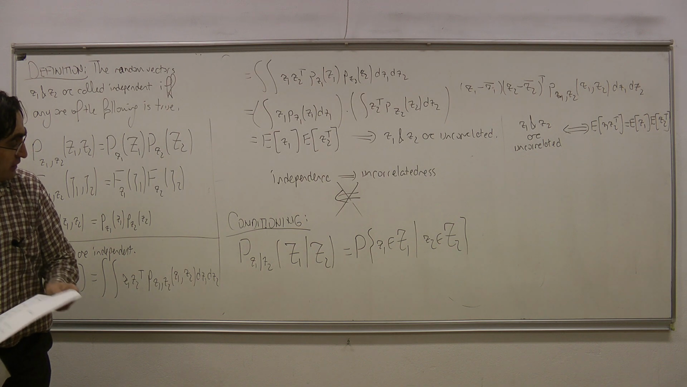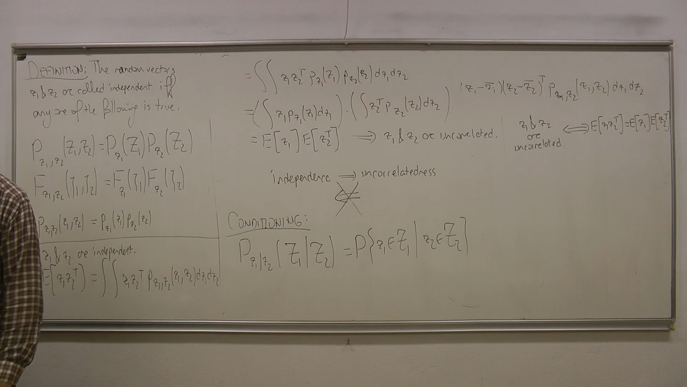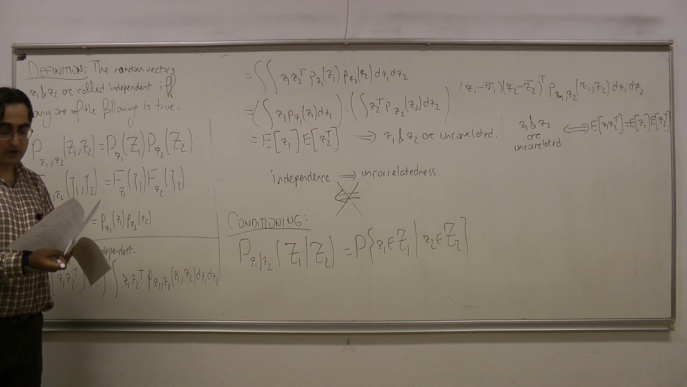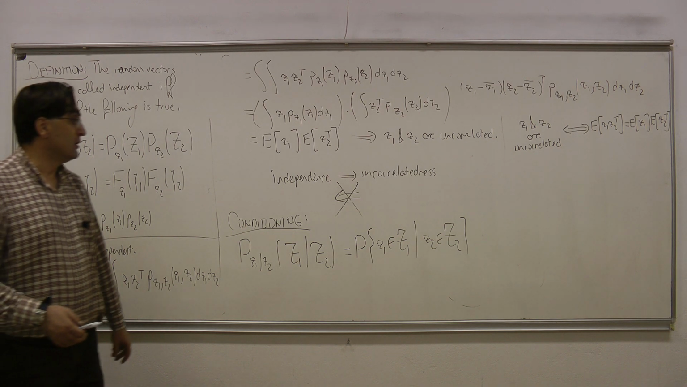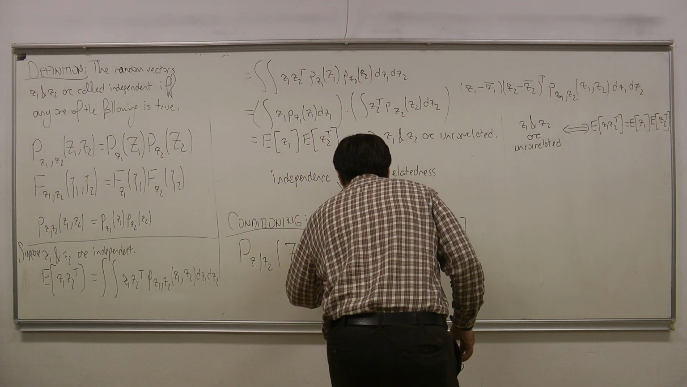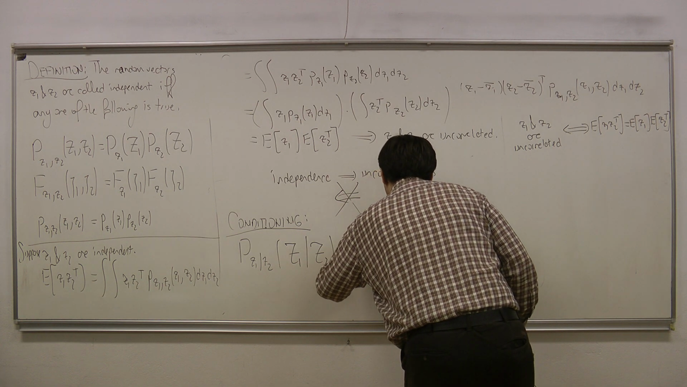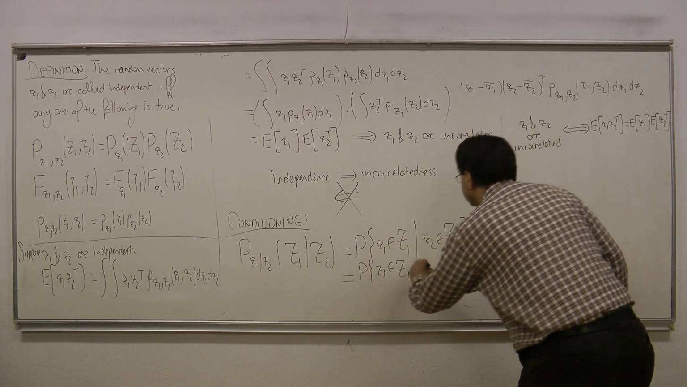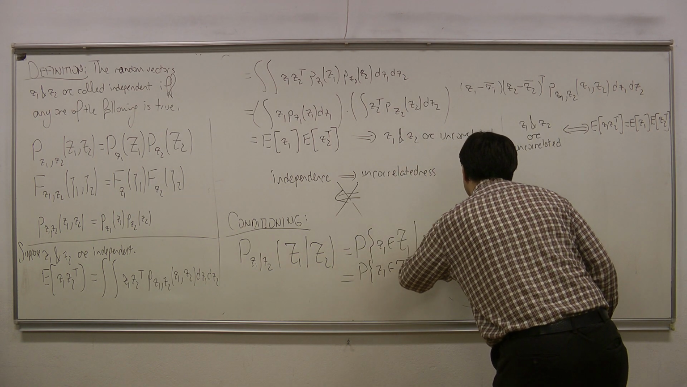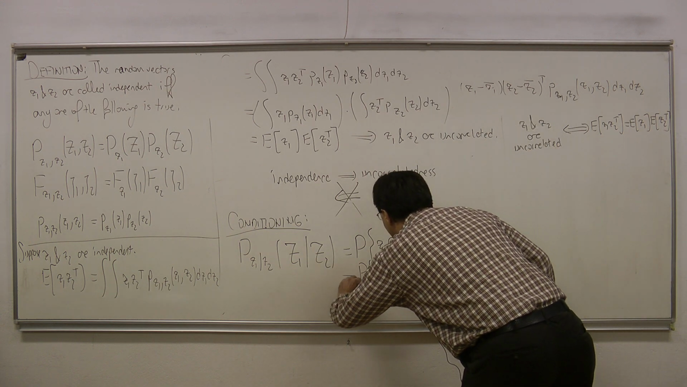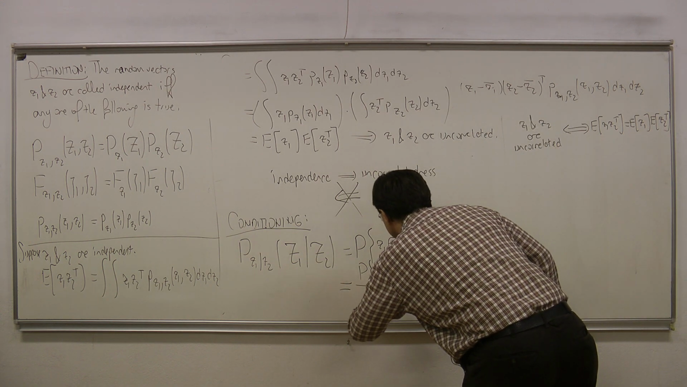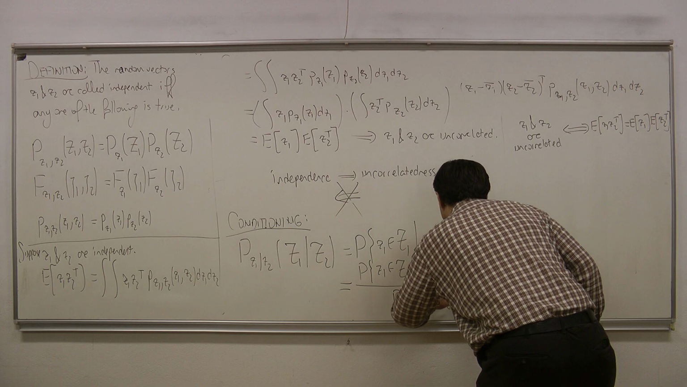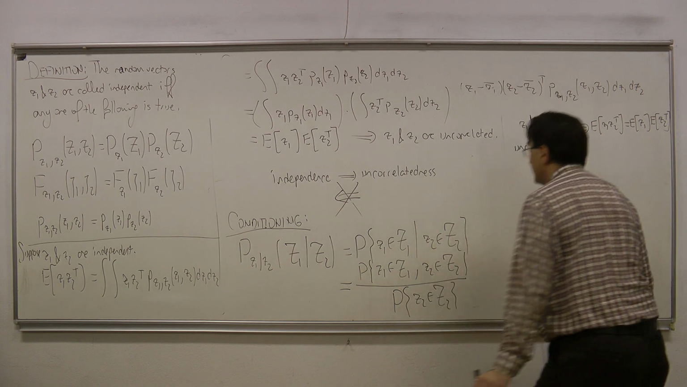So this is a conditional distribution function, and I can define that conditional distribution function by using the probability rules. So this is equal to the probability of Z1 inside capital Z1 and Z2 inside capital Z2, divided by the probability of Z2 inside capital Z2. Okay?